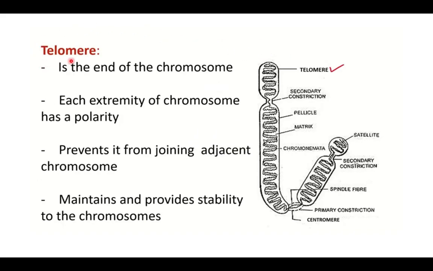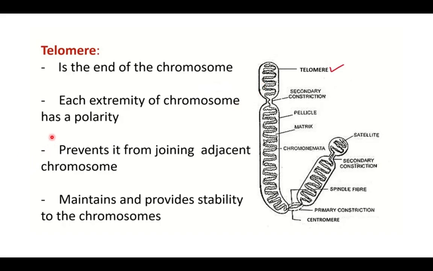And the next part, telomere. You can see this area. This is the telomere. This is at the end of the chromosome. Each extremity of the chromosome has a polarity. So each chromosome at the extreme end has a telomere, and it has a polarity. Polarity is not a new word for you. A magnet has polarity, isn't it? Around the magnet there is a magnetic power, which we call polarity.